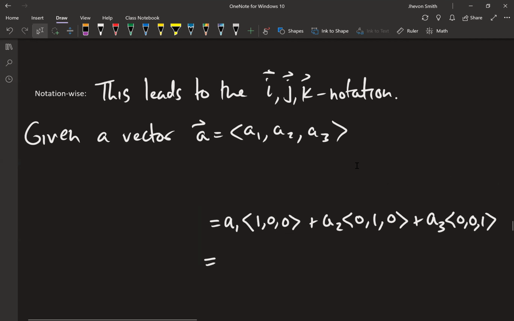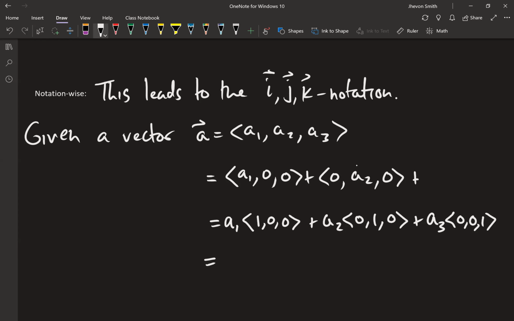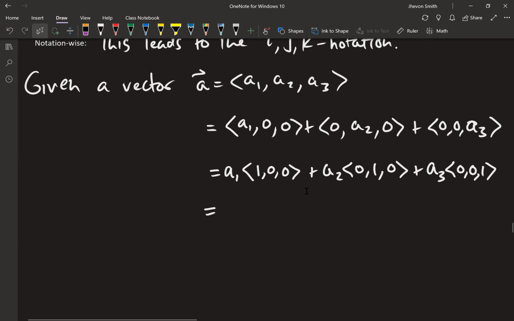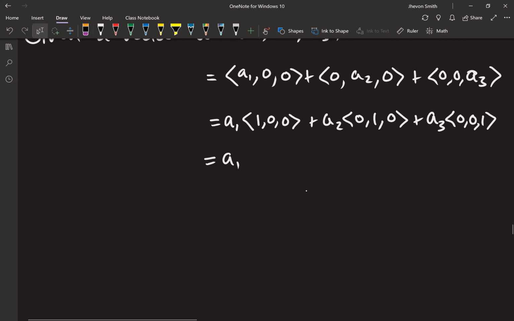I can do this even a little bit nicer. Just do one more step so you can see what I just did. I can split this into 3 vectors where I only focus on the part in the x component, which we spoke about, the part in the y component, and the part in the z component. Then I can factor out those constants and be left with this. And you'll notice that I would have the i vector here, the j vector there, and the k vector here. So this leads us to the ijk notation.